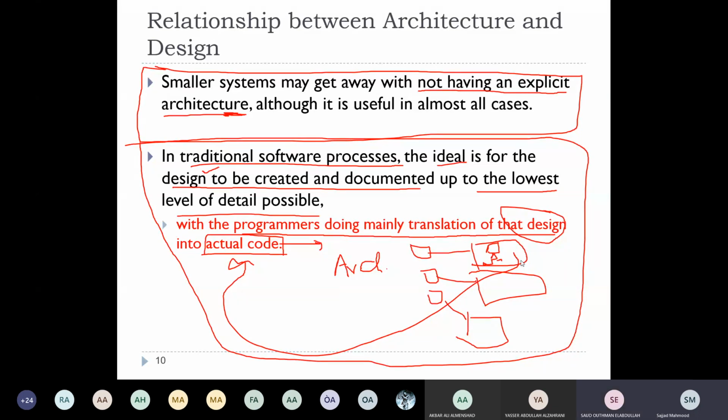Okay, can I have a question, Doctor? Yes, Saud, go ahead, please. We can say that in agile, the structure is updated every cycle. Yes, correct. Okay, thank you.